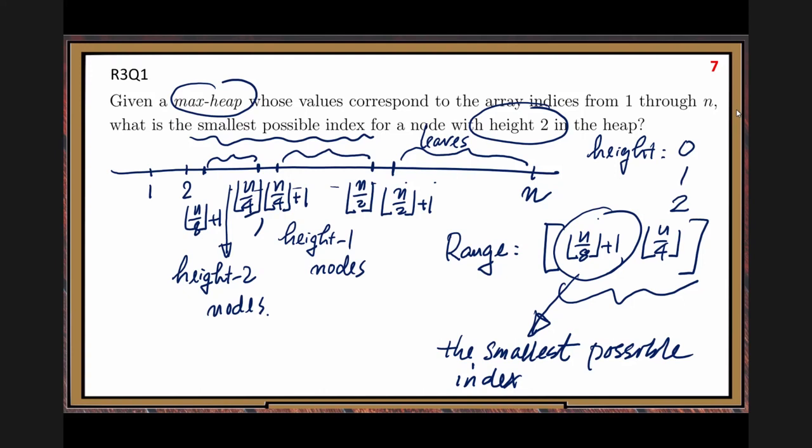All right. So to answer these heap questions, this diagram is important. If you understand this diagram, then you can solve many similar questions.